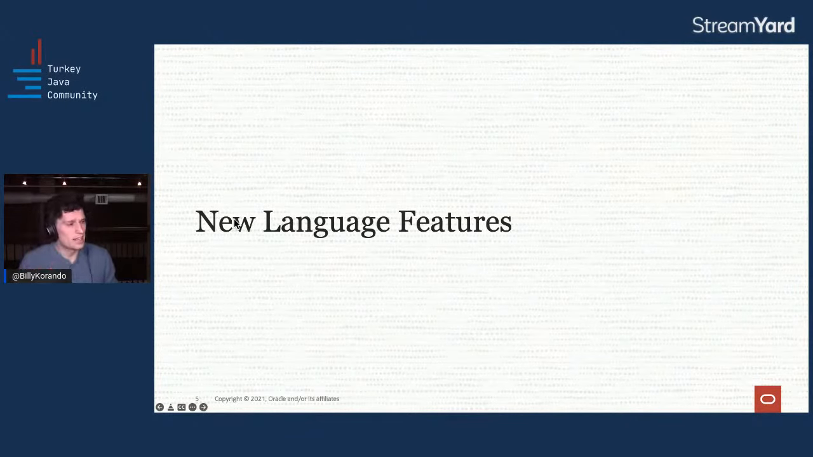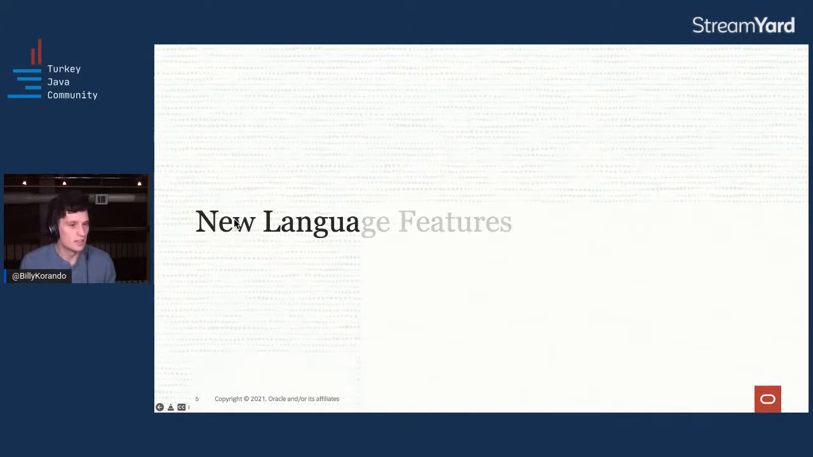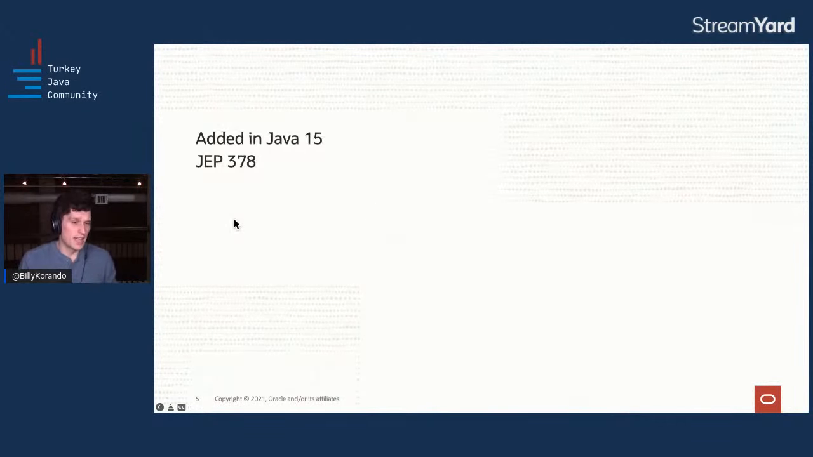So let's first cover the new language features, because I think this is what most Java developers are most excited about coming, or that has been released in the most recent releases of Java. The first is text blocks. These were added in Java 15, and their JEP is 378.